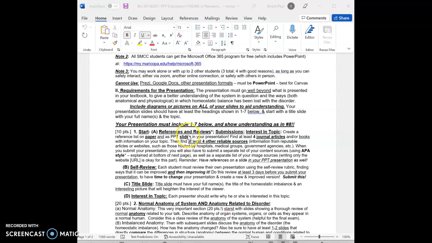You need to have references, at least 4 journal articles or books. It can be a combination of those. At least 4 of the reliable sources. And be sure they're reliable. That means government agencies, hospitals, universities, that sort of thing.